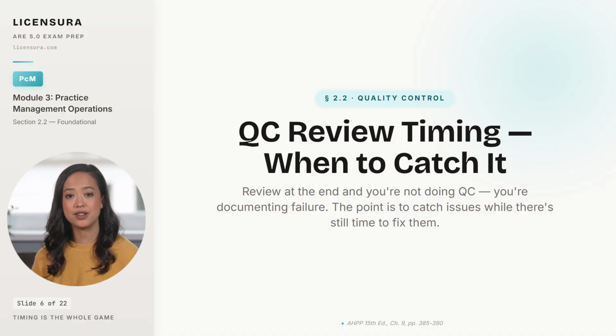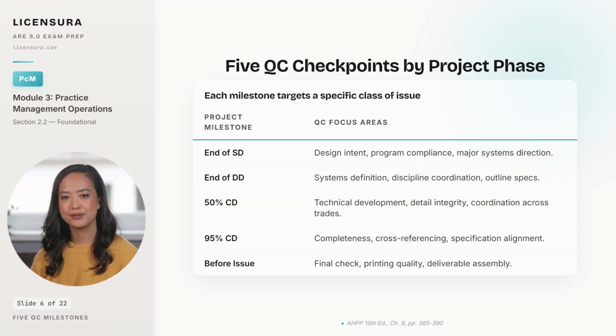There are 5 milestones that matter, and each one targets a different class of issue. End of schematic design is the first checkpoint. You're checking design intent, program compliance, and whether the major systems direction makes sense. Get that wrong now, and you carry the error all the way to construction.